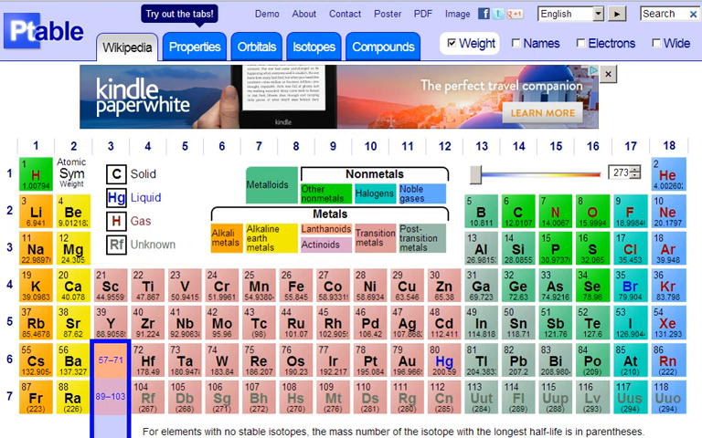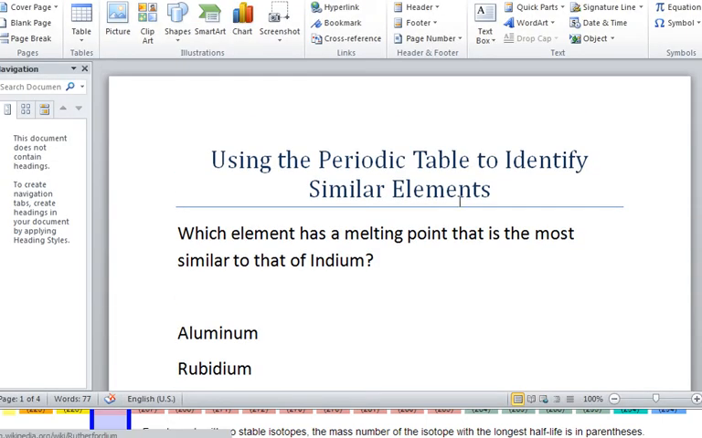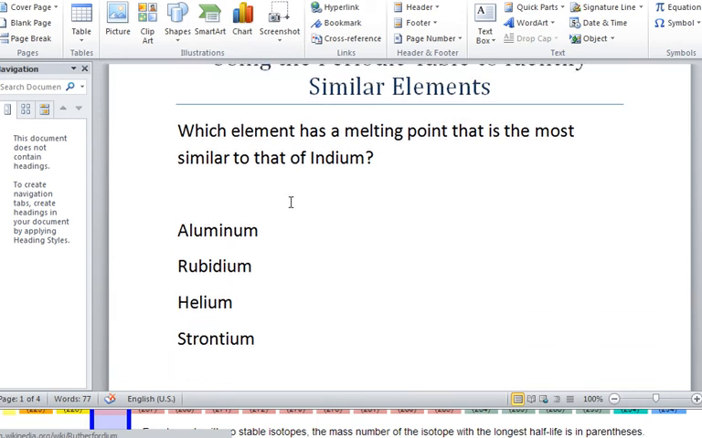Okay, so let's consider the following question from Alex, topic: using the periodic table to identify similar elements. Which element has a melting point that is most similar to that of indium? To answer this question, we're going to use the group property of the periodic table.